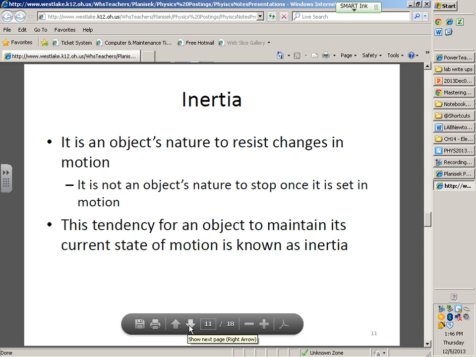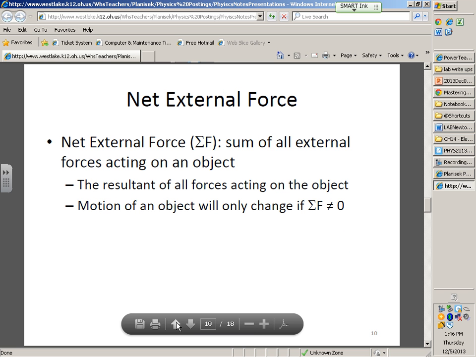If it is moving, it will continue to move with a constant velocity. That means straight line, same speed. If it's at rest, it will maintain being at rest unless it is forced to change by a quote-unquote net force, right? Where we look at the sum of all forces, the combined effect of all the forces. Newton's first law deals with things staying the same, inertia.